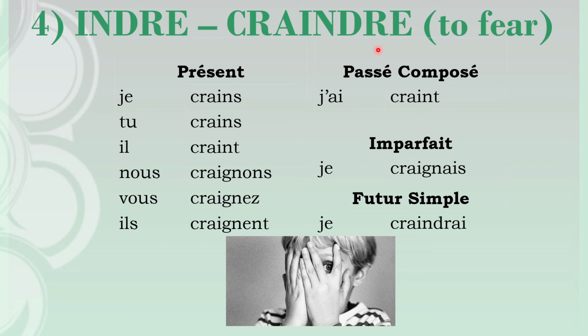INDRE. Now, the past participle for INDRE becomes INT. So j'ai craint, tu as craint, and so on. Imperfect, same way, cancel ONS from the nous form, and you'll get je craignais, tu craignais, and so on. Simple future, again normal RE, so you just cancel the E and you get je craindrai, tu craindras, and so on. So this is how INDRE verbs function.